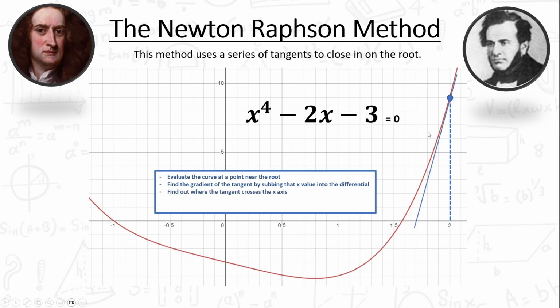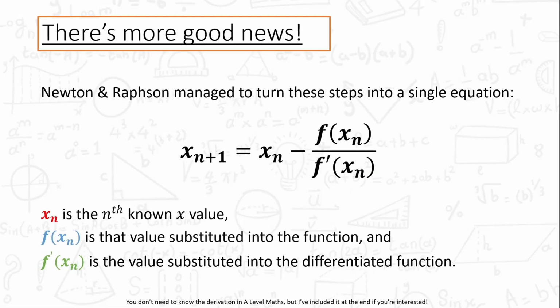That tangent should cut the x-axis, and we can find that point there. Once we've got it, we repeat the process, finding more tangents and more crossings with the x-axis. As we repeat the process, we get closer and closer to the actual root. And even better, Newton and Raphson came up with a way of converting this into a single formula, which you can see on the screen right now. We'll do 1 or 2 examples of this so you can see how it works.